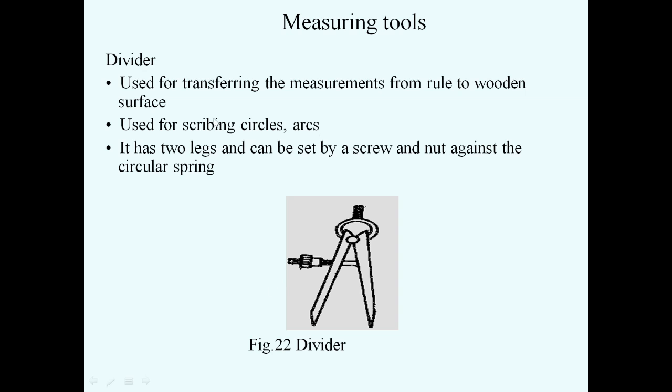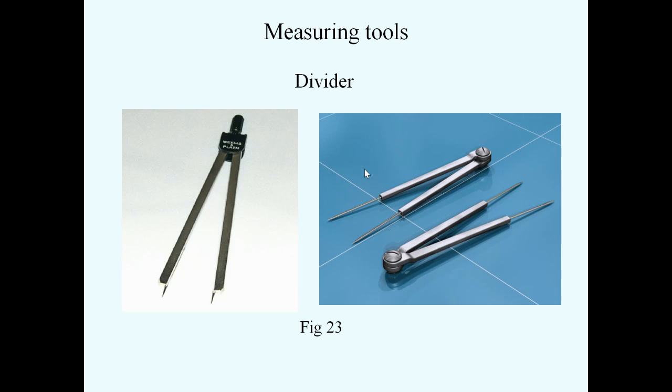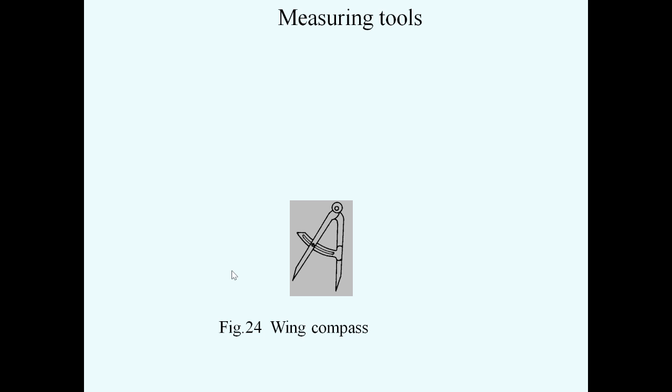Next, it has two legs and can be set by a screw. You can see the divider diagrams here. These are the two legs, but the two legs are in different sizes and shapes. Next one is the wing compass.